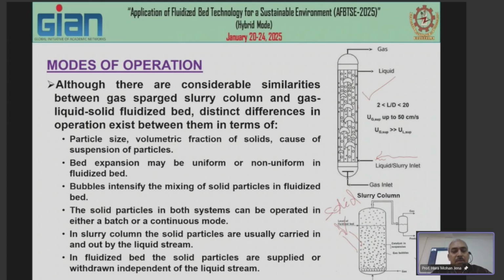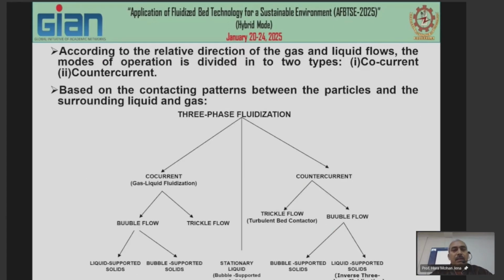So in a fluidized bed, the solid particles are supplied or withdrawn independent of the liquid stream, whereas in a slurry column, it is in the liquid suspension that the solid particles enter the vessel. According to the relative direction of the gas and the liquid flow, the modes of operation are divided into two types, co-current and counter-current.